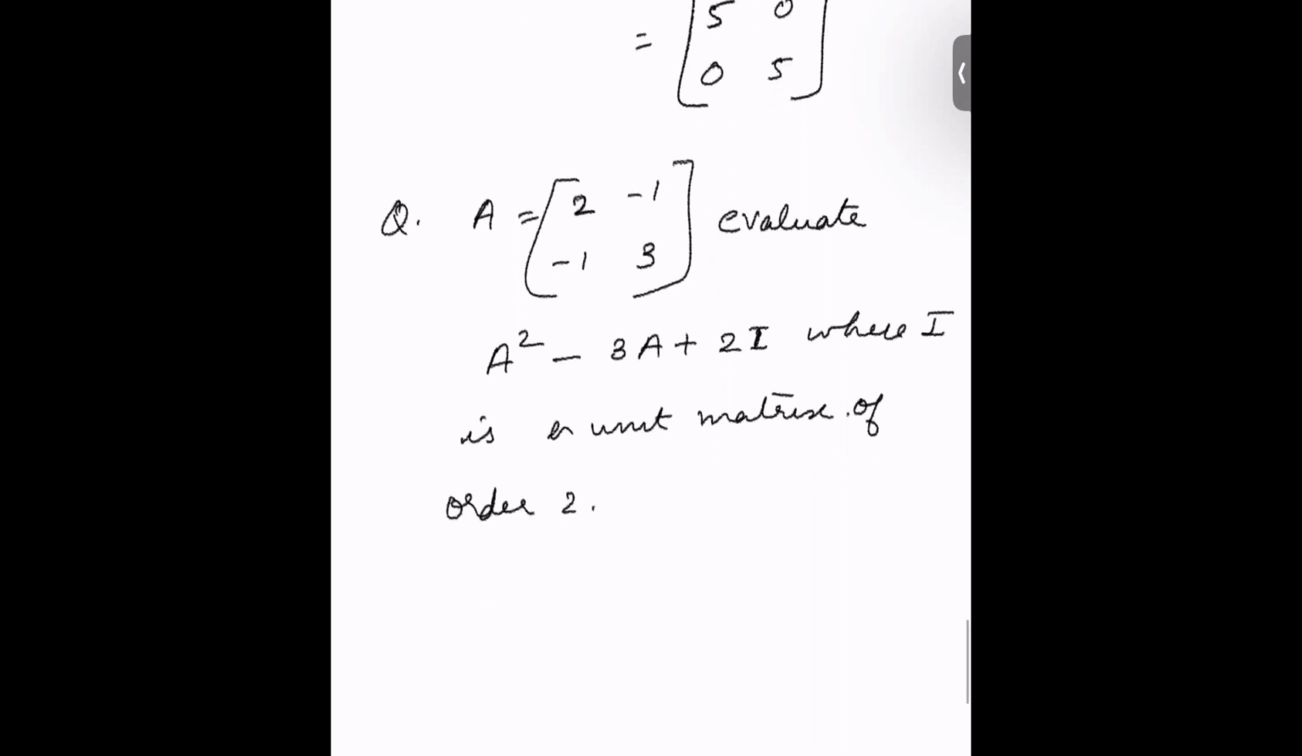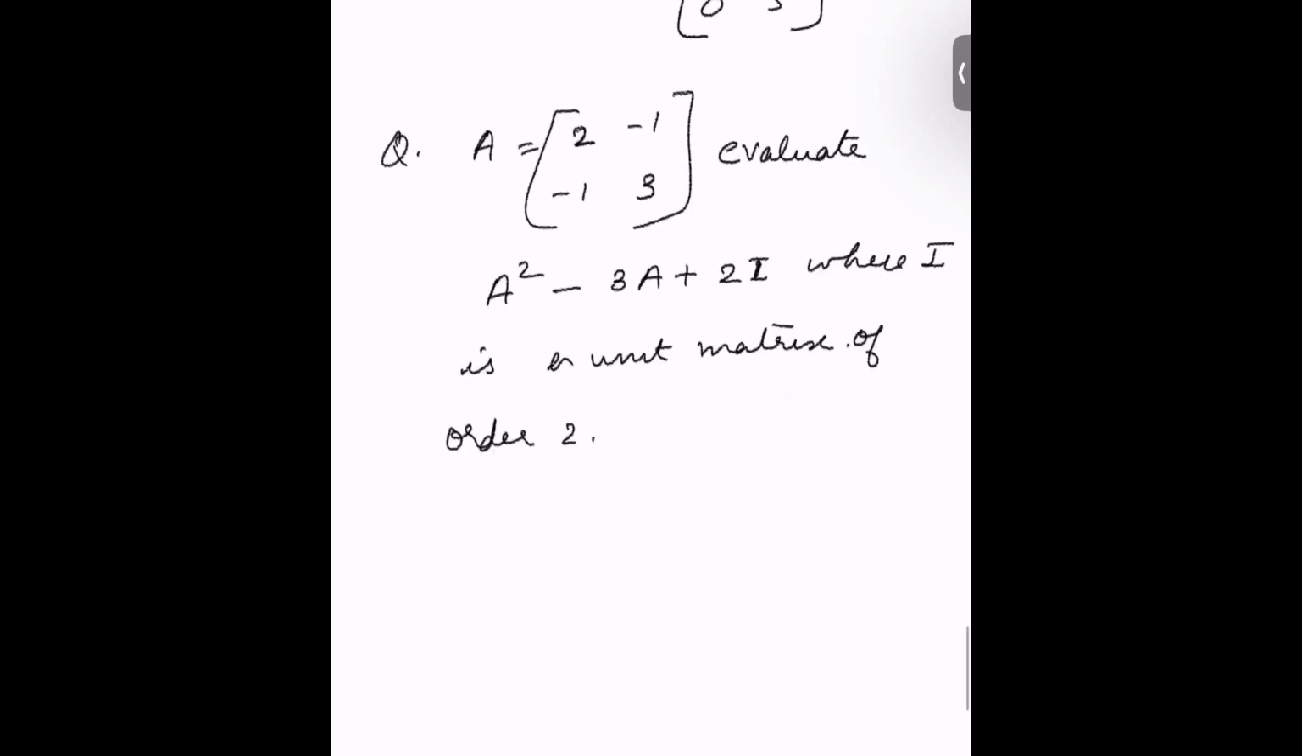So if they are saying of order 2, you should understand that they are talking about 2 by 2, because I is an identity matrix. It has to be a square matrix. In a square matrix, number of rows and number of columns are equal. So when they are talking about identity matrix, they will just say identity matrix or unit matrix of order 2. They won't say 2 by 2. They'll just say 2. So you should understand that they are talking about 2 by 2 because it's a square matrix.